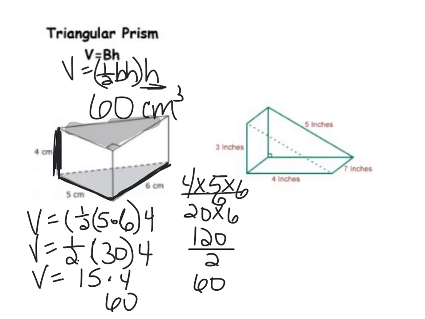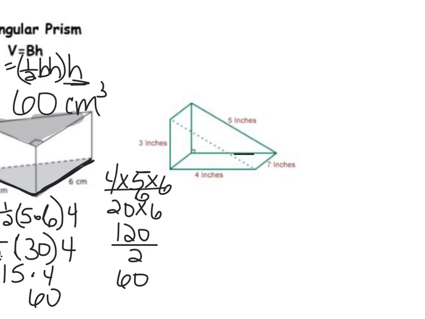Okay, so let's do the next one. So the next one, they didn't identify the bases. So what are the bases here? Is it the bottom part, the side, or the ones in front and back? It's a triangular prism, so that means the base is going to be a what? A triangle. So that means this is your base. Okay, the one in the back is your base also. So that means that the capital B is going to be what?